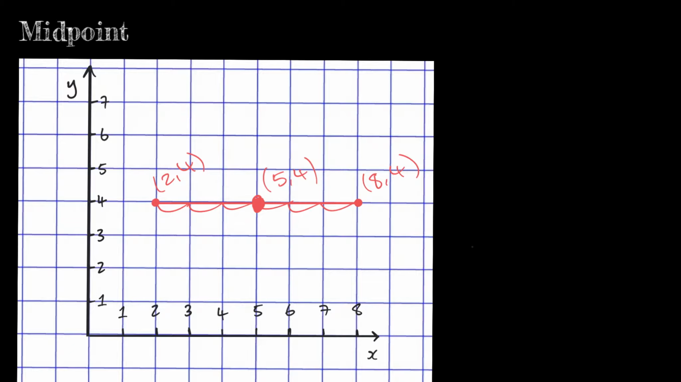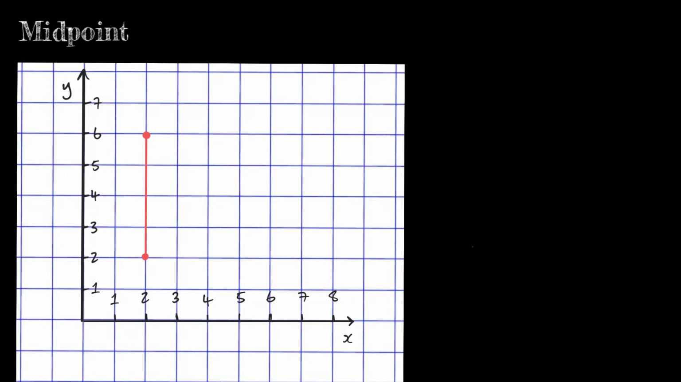So you can see here the only thing that's changing is the x value. Everything in the y coordinates is the same. The x coordinate goes from 2 to 8, and halfway between 2 and 8 is going to be 5. We can work that out easily because 2 plus 8 gives us 10, and 10 divided by 2 gives us 5.